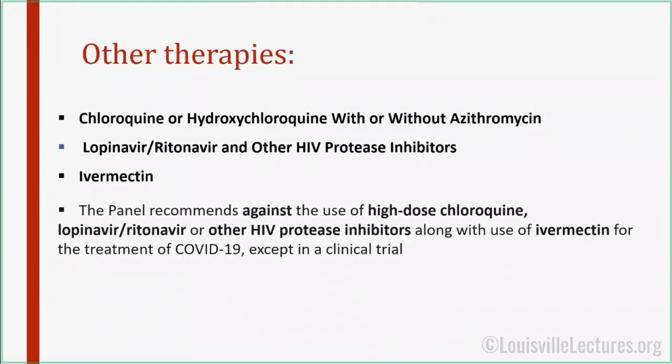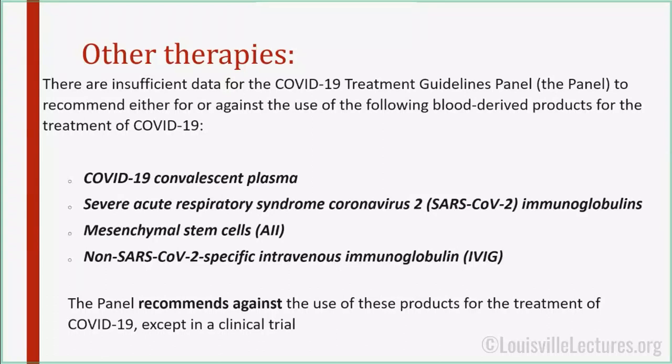Now, other therapies that were used initially, such as chloroquine, hydroxychloroquine, with or without azithromycin, lopinavir, ritonavir, and other protease inhibitors, along with ivermectin, the NIH panel that came up with the guidelines, they actually recommend against using these therapies. They said they really don't recommend using them unless you're in a clinical trial. So otherwise, they don't, again, recommend their use. And also, they said there's insufficient data as far as using things like convalescent plasma, certain SARS-2 immunoglobulins, mesenchymal stem cells, or even IVIG. The panel even goes as far as to recommend against the use of these products, except in a clinical trial.